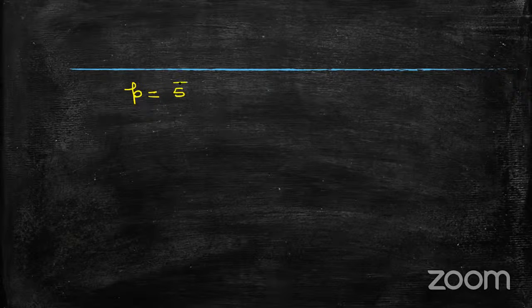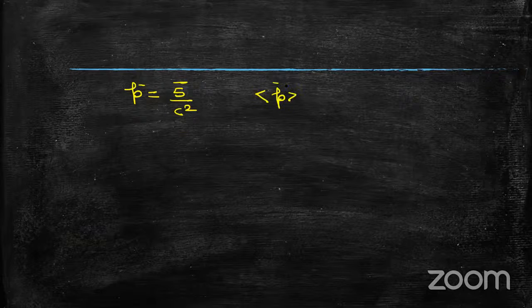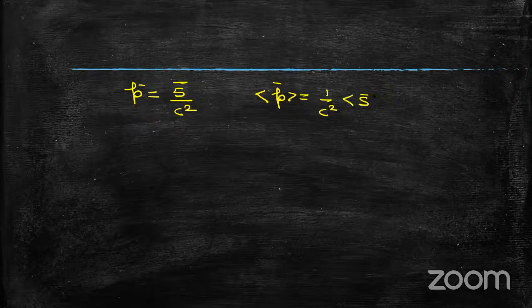Ek minute, I'll just write here, that will give you an idea. P is S by C square, right? So the average of P should be, C is anyway constant, so 1 by C square into the average of S, right? And we already got the direction for S. You can just consider the direction, but 1 by C square.